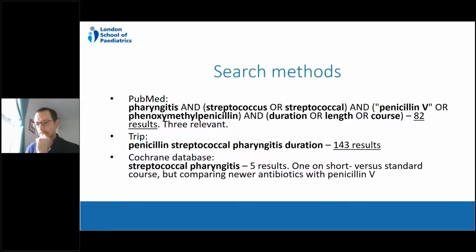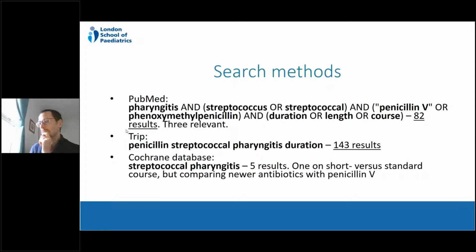And lastly, we used the Cochrane database as well. This generated 5 results. One was looking at whether a short-term duration of antibiotics versus the standard course of antibiotics, your 10 days, has any difference at all. But one other thing we found was that most of the studies were comparing newer antibiotics and their efficacy in terms of eradication and cure with PenV, rather than PenV against PenV.